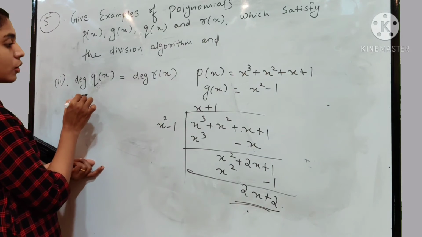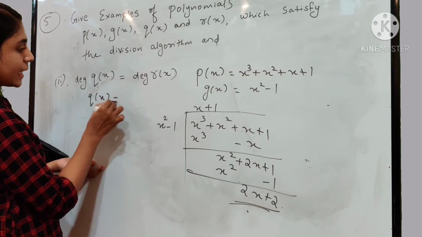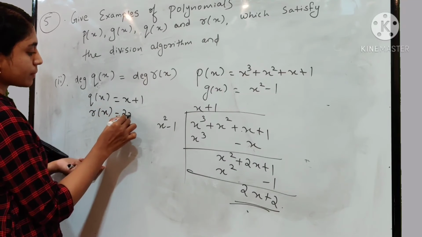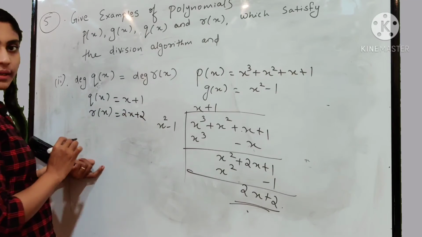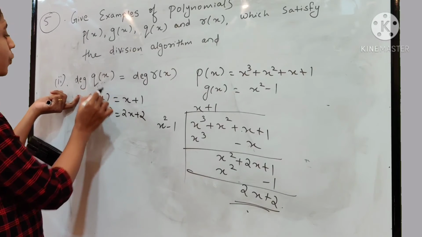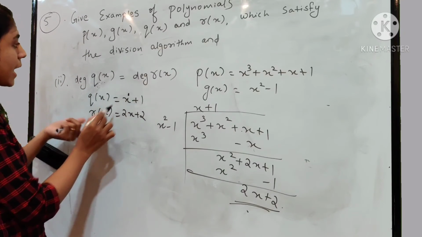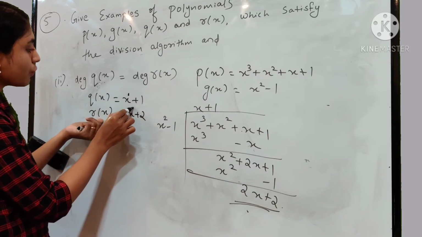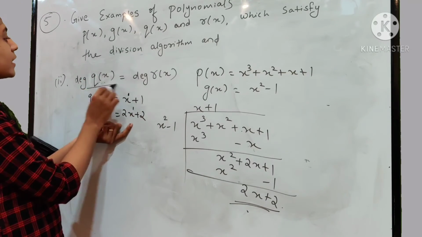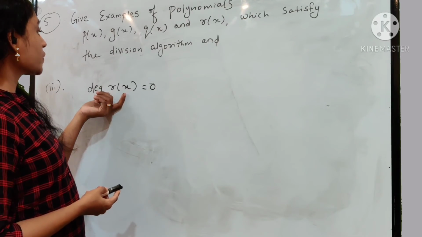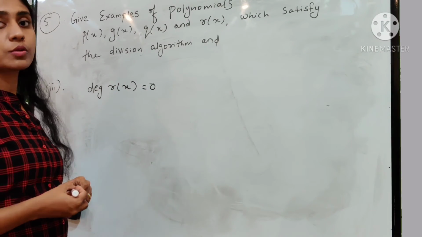So here we got q of x as x plus 1 and r of x as 2x plus 2, right? So here the degree of q of x is 1, x raised to 1. The degree of r of x is also 1, 2x raised to 1. That means degree of q of x is equal to degree of r of x. Second question, to satisfy degree of r of x is equal to 0.